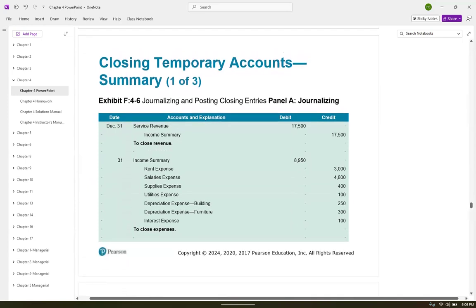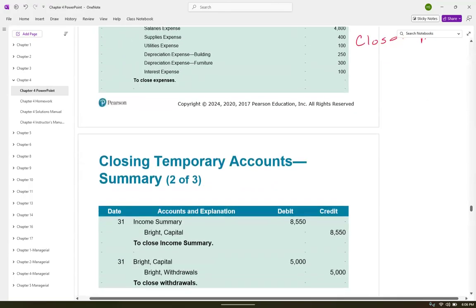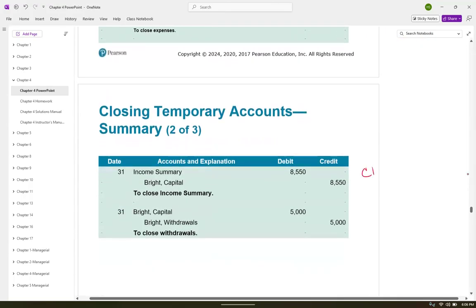Literally, they're the exact same thing every single time. Step one, close revenues. Step two, close expenses. And then we're going to close that income summary. I like to write it out so you don't confuse income summary with income statement. Close the income summary to the capital account, and then we're going to close the withdrawal account.